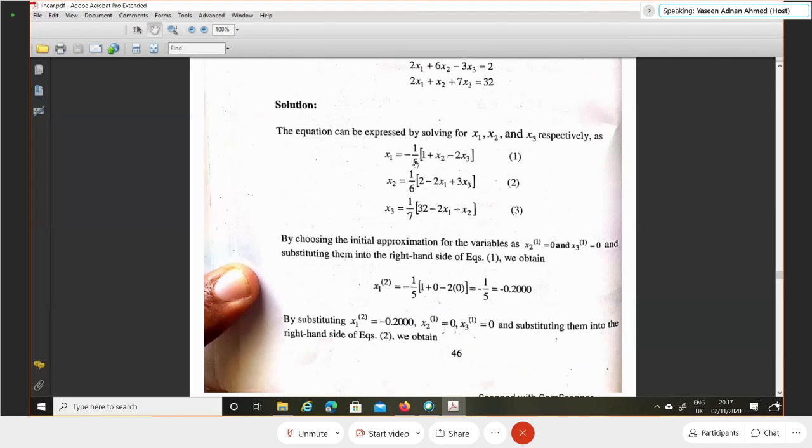So then when you calculate x3, you have x1 and x2. But x1 and x2 you already calculated in that iteration. So you have to put that x1 and x2 in the equation when you calculate x3. So the strategy is, whenever the value is available, you have to use it, for any particular variable.